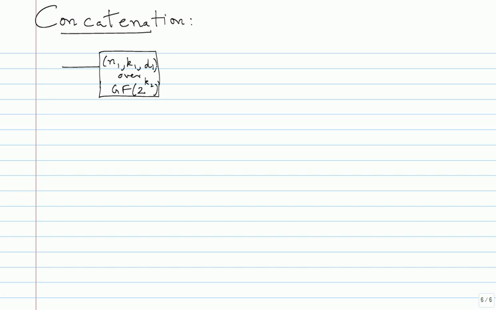I can do an n1 comma k1 comma d1 code. So how many bits will I have here? How many symbols will I have at the input to this block? k1 symbols over GF 2 power k2. So how many bits is that? k1 times k2 bits. Do you agree? You will have k1 k2 bits. That's what you would be encoding. So then, sorry, is there a question? So what will be the output?